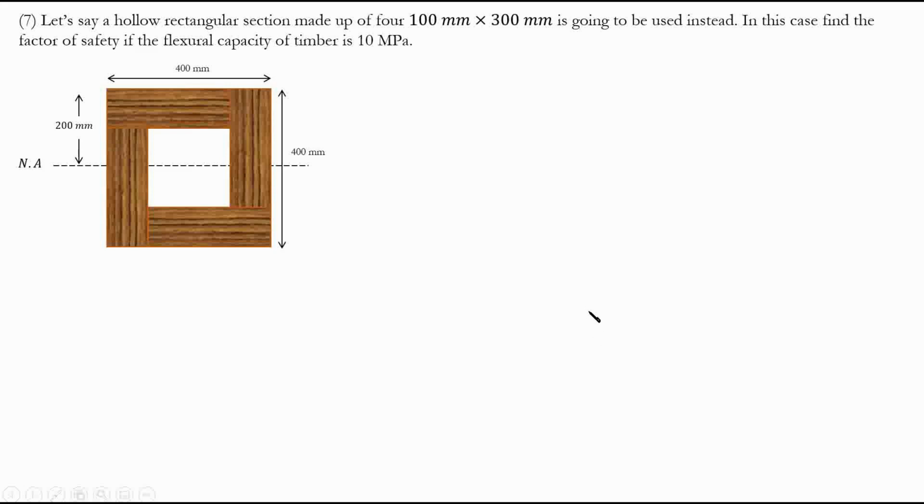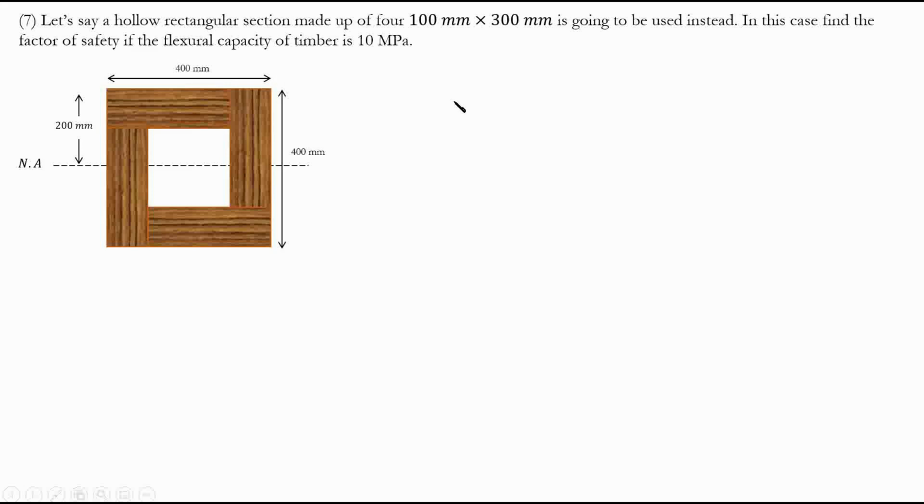And finally, the final question is, let's say a hollow rectangular section made up of these pieces. So we have 100 millimeter times 300 millimeter pieces. So these are the pieces you see. Again, this is another piece, another piece, another piece. These are glued together or nailed together. Doesn't matter. That's not the concern of this question. It says now, in this case, find the factor of safety if the flexural capacity of timber is 10 megapascal.